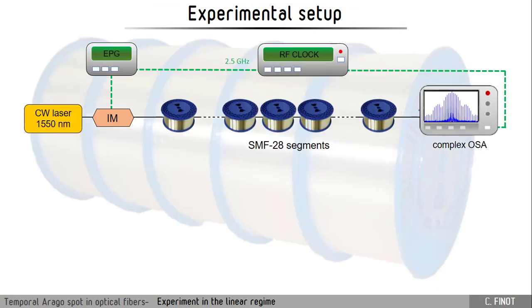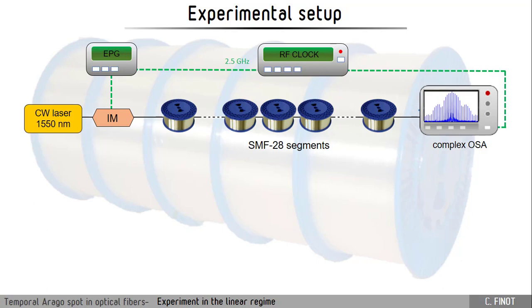So here is the experimental setup that we use. It seems to be quite simple, and it was our goal. So we start from a continuous wave, and in order to generate the initial profile that we want, we just use an intensity modulator that is driven by an electrical pattern generator, and the pattern that we use has a repetition rate of 2.5 GHz. Then this pattern will propagate in a series of optical fibers.